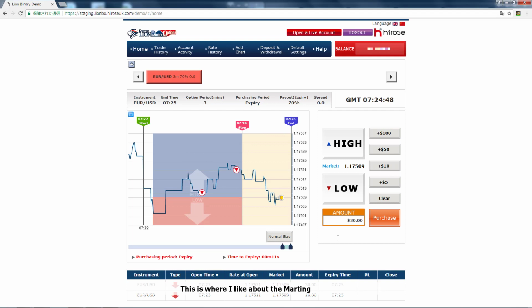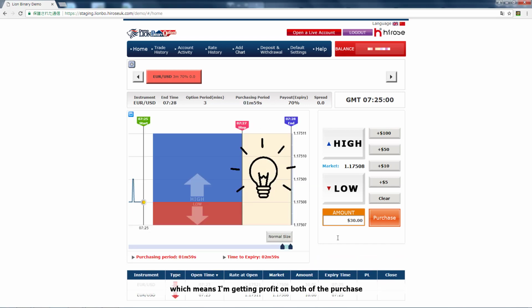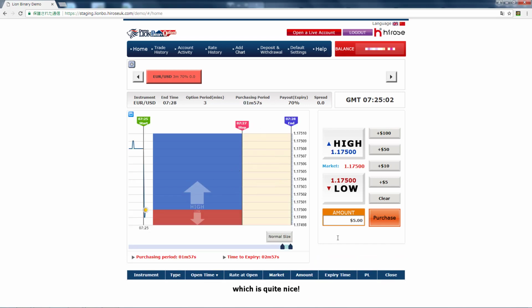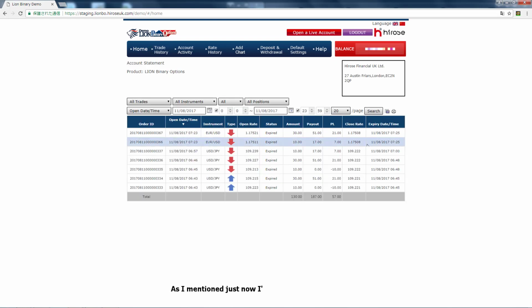Well, this is what I like about this Martingale strategy, because there's a possibility that the rate is gonna go beyond both of the entry points, just like this one here, which means I'm getting profit on both of the purchases, which is quite nice. Alright, so now let's have a look at the trade history. So yep, as I mentioned just now, I got both of the purchases, so the profit has come to $28 within a single trade.